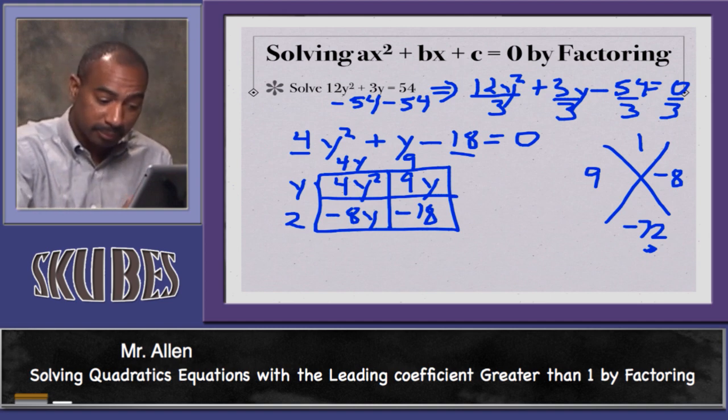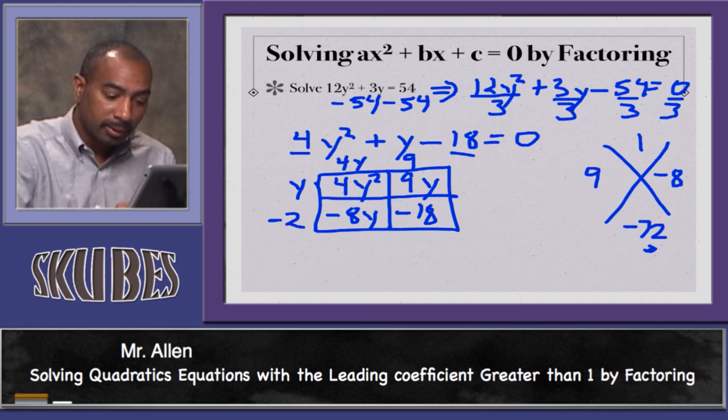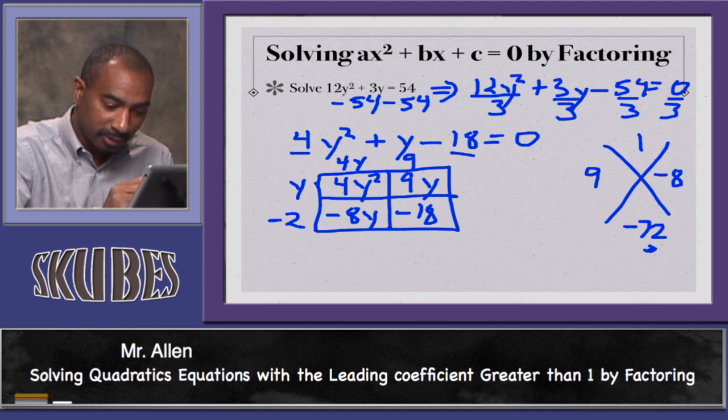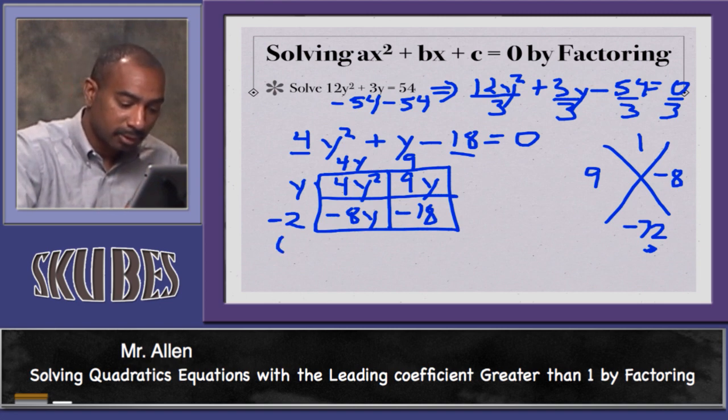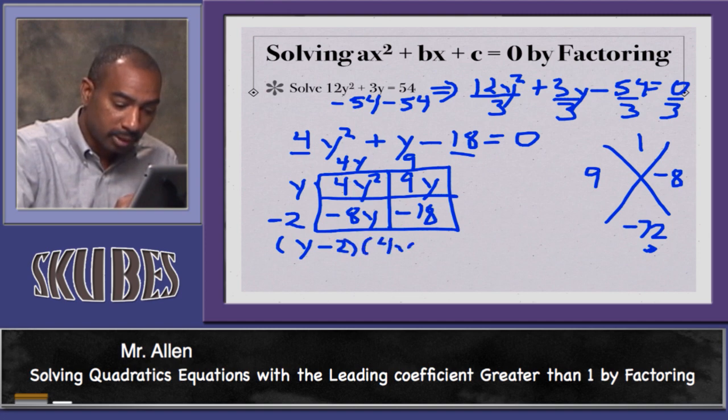That should be negative 2, by the way. Sorry, negative 2 should be the greatest common factor. And if you multiply it, make sure it checks out. Negative 2 times 4y is negative 8y. Negative 2 times 9 should be negative 18. So those are my two factors. I have y minus 2 and 4y plus 9 equals 0.